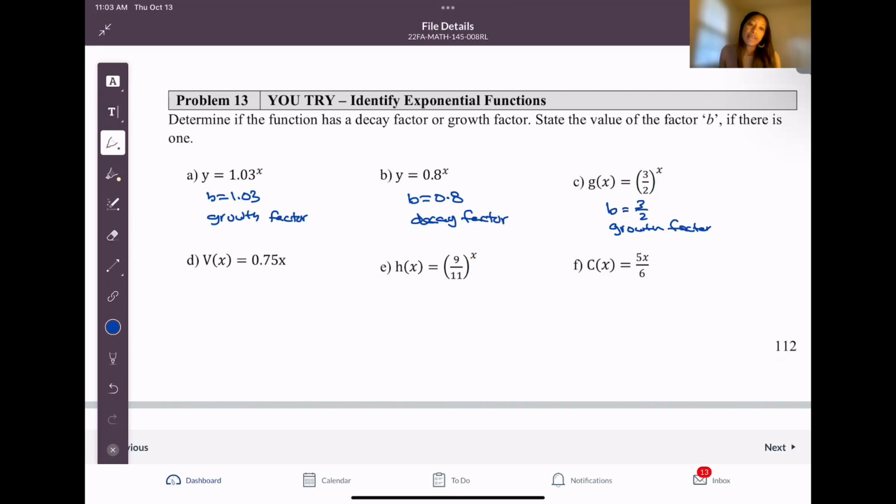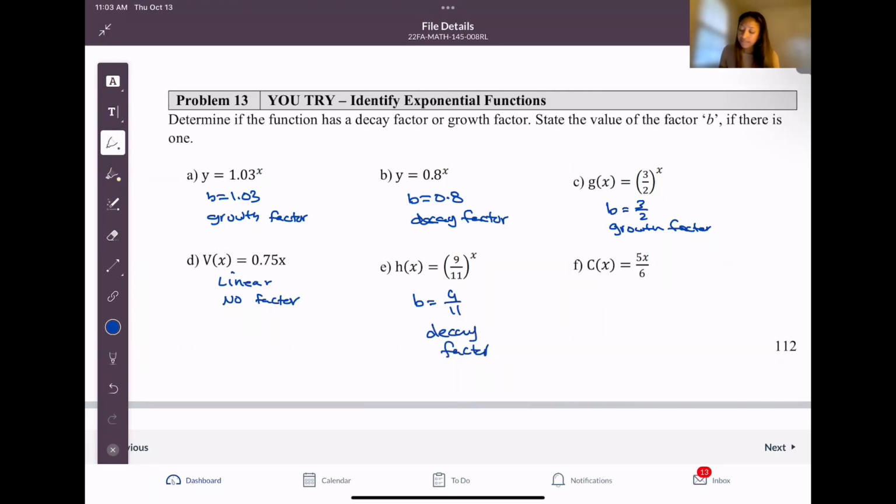Part D, v of x equals 0.75x. It's linear, so it has no factors, not growth or decay. All right, for E, our base is 9/11. This is a fraction that's less than 1, so this would be a decay factor.